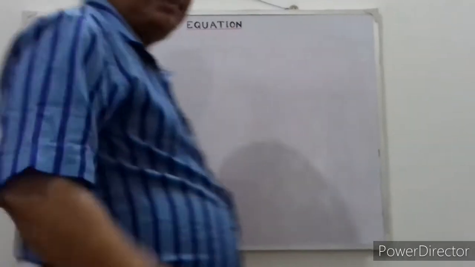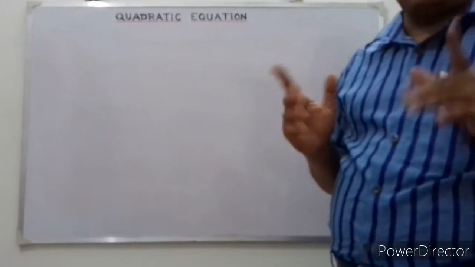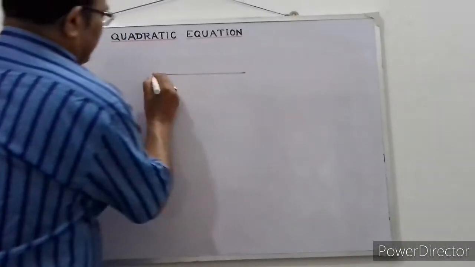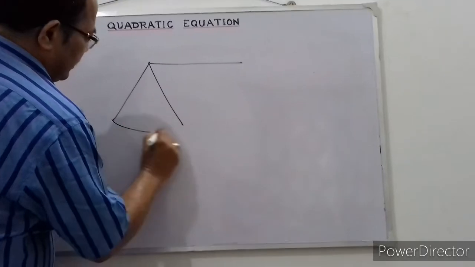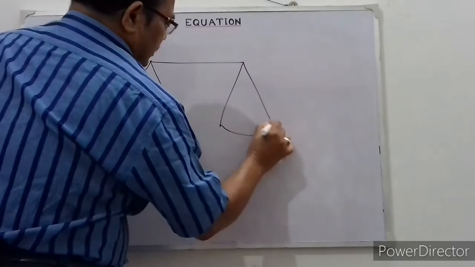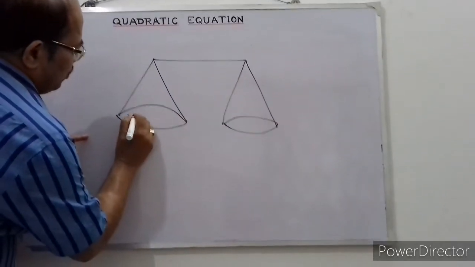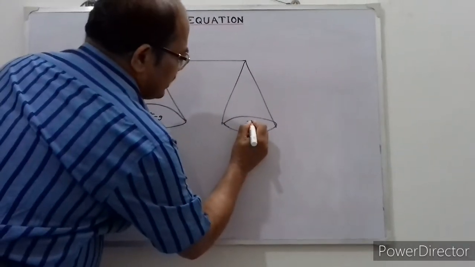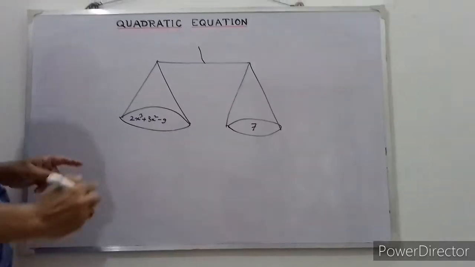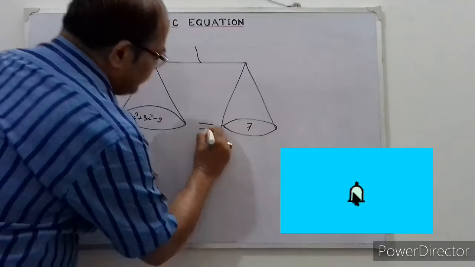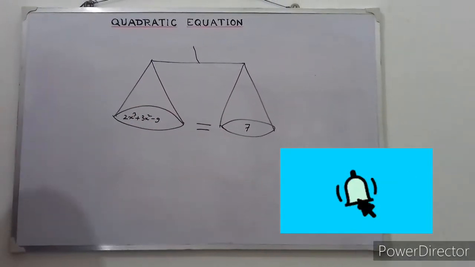Today's chapter is quadratic equation. Friends, what is an equation? What is an algebraic equation? Let in the left hand side there is an expression 2x cube plus 3x square minus 9, and in the right hand side it is suppose 7. So if 2x cube plus 3x square minus 9 equals 7, then this is called an equation.